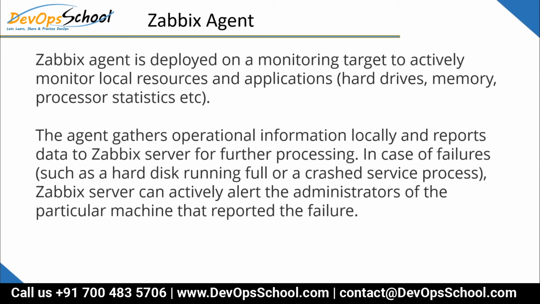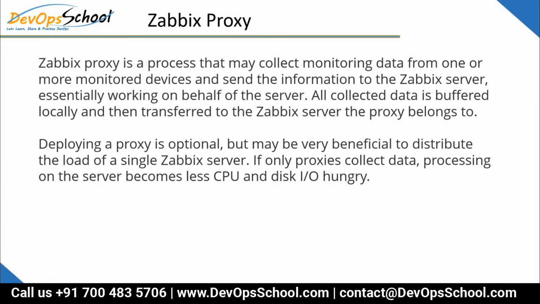The agent gathers operational information locally and reports data to the Zabbix server for further processing. In case of failure, such as a hard disk running full or a crashed service process, Zabbix server can actively alert the administrator of the particular machine that reported the failure. So all this will be done by Zabbix agent, reported back to the server, and then we get the data.